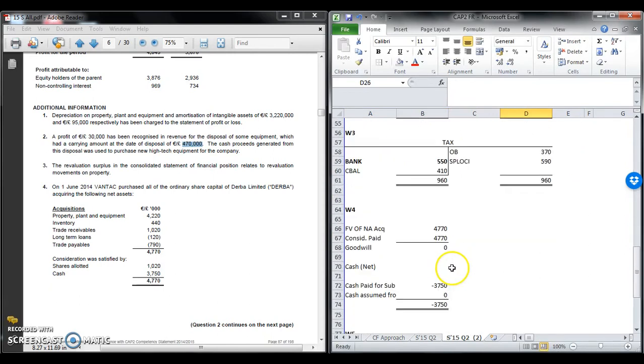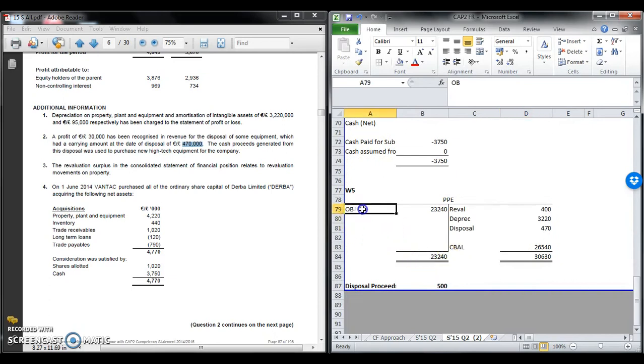Now note that will not go into the T account because you don't put the cash proceeds in the T account, you only remove the carrying amount, like a normal CAP2 financial accounting question. So that's an important one, and you can do a cheat sheet or a memory aid as to how to deal with a profit or loss on disposal.